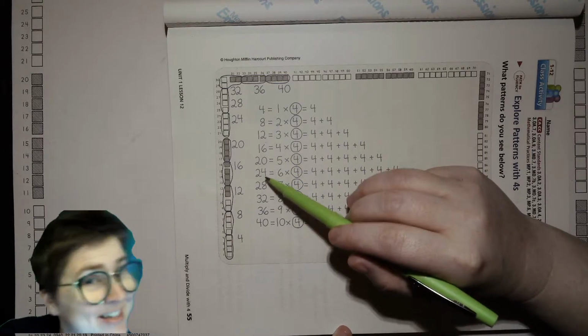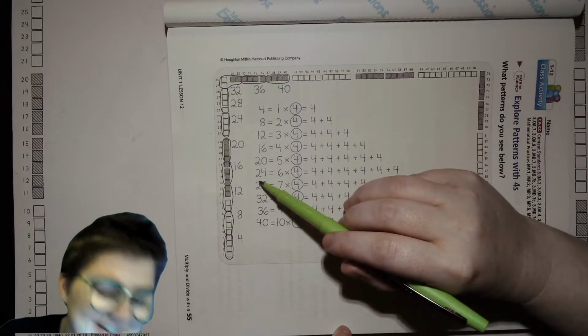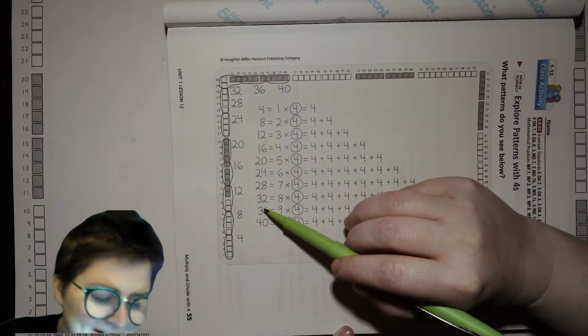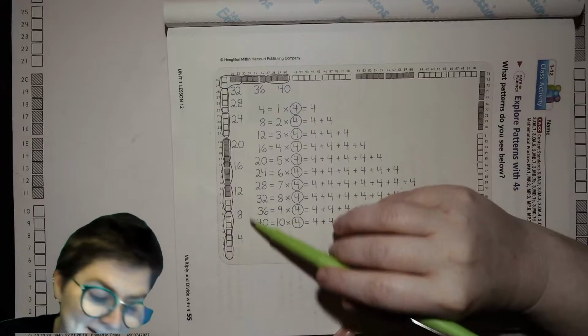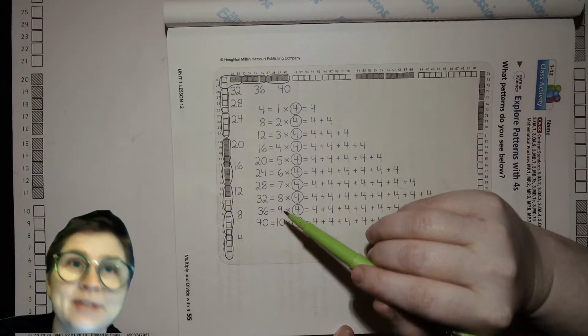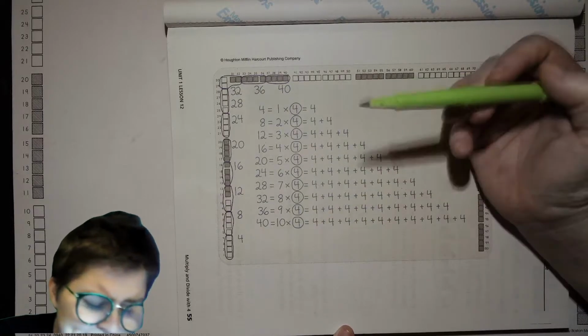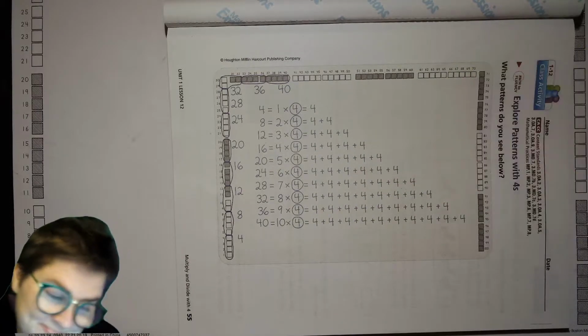Not 22, but it is 24. Not 26, but it is 28. Not 30, but it is 32. Not 34, but it is 36. Not 38, but it is 40. So they're all even. They're increasing by 4 as you go up. Those are the patterns that I see. You might see something in addition, and you can let me know what you see.